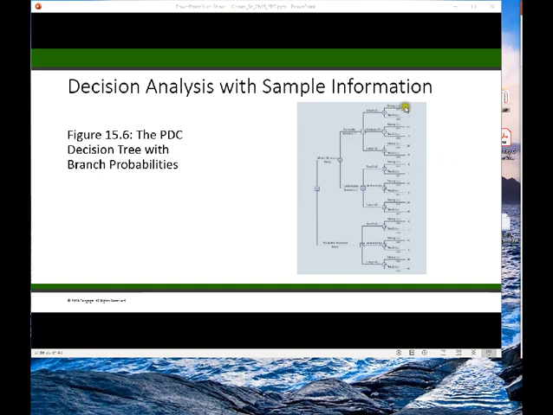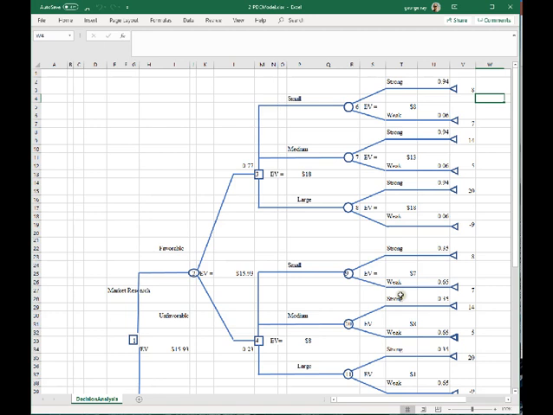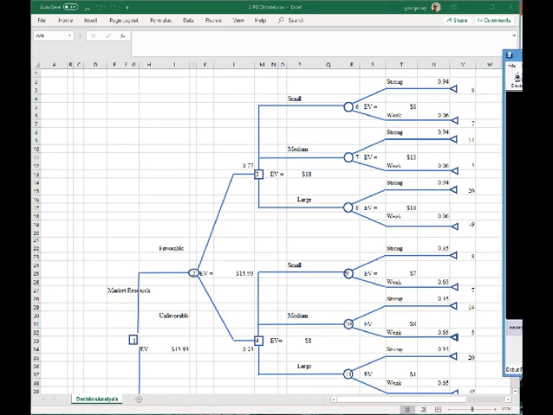So what we do next is we start calculating expected values. We start with the rightmost chance nodes, and we're going to just do the weighted average, 0.94 times 8 plus 0.06 times 7. Likewise for each one of them, we calculate the expected values. So let's see this in action.